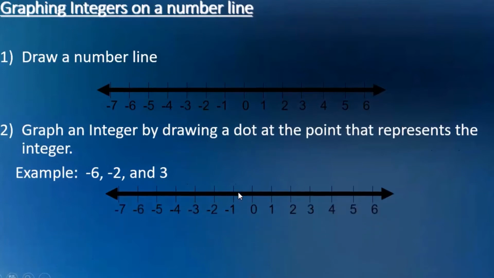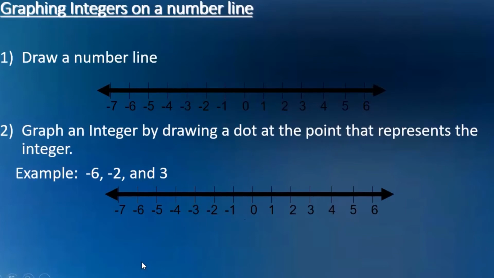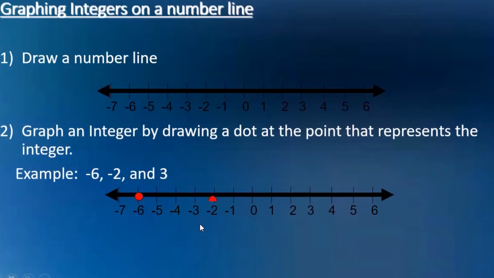So through the number line, ito yung ating -6, nasa left side ng 0 or left direction ng 0. So sa tapat ng -6, doon tayo mag-draw ng dot. Next, -2, ito yung graph ng -2. And the third example is +3 on the right direction of 0.